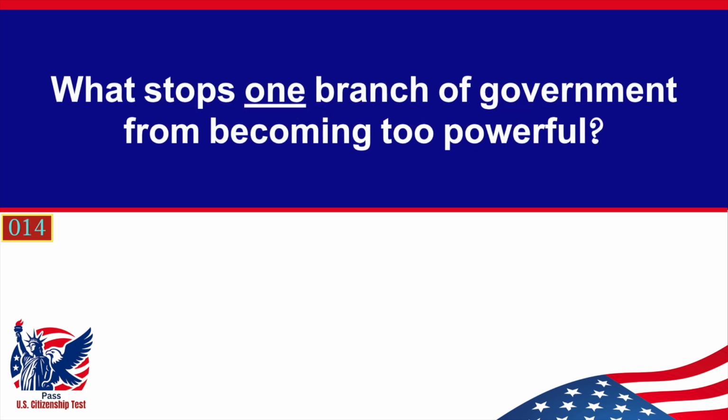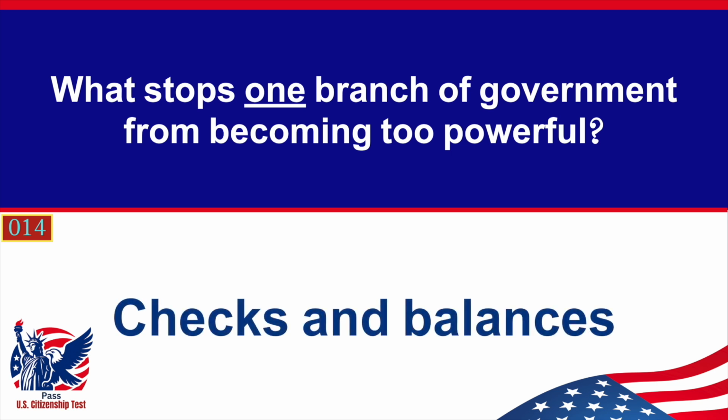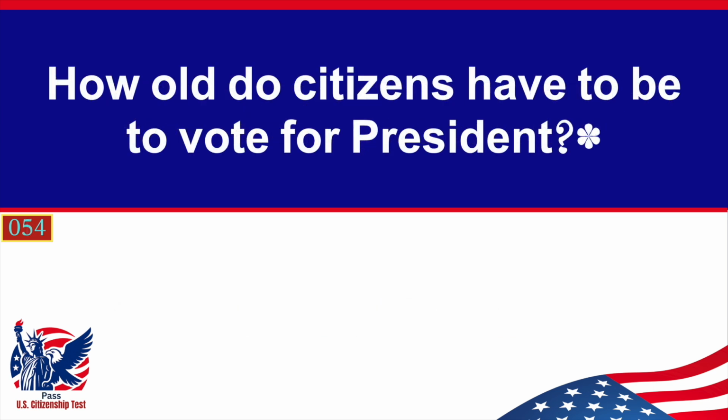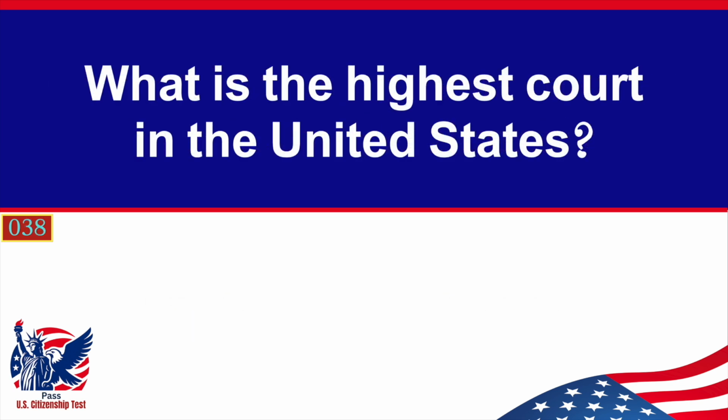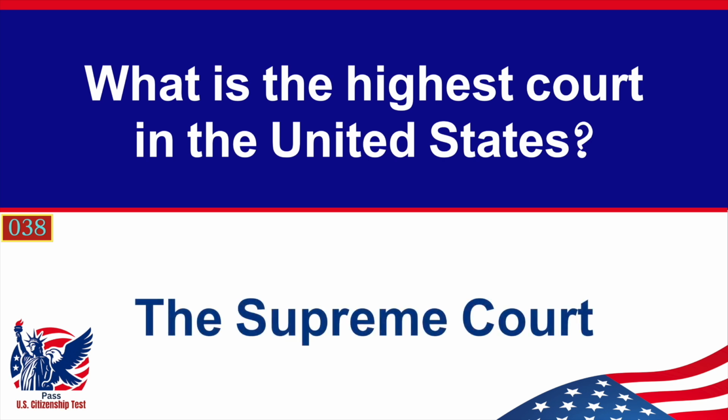What stops one branch of government from becoming too powerful? Checks and balances. How old do citizens have to be to vote for president? 18 and older. What is the highest court in the United States? The Supreme Court.